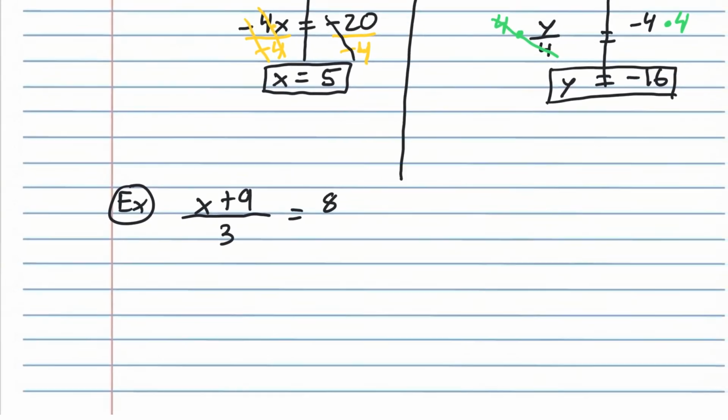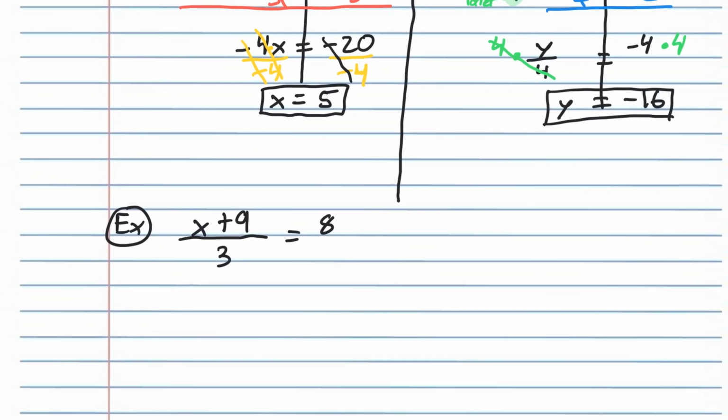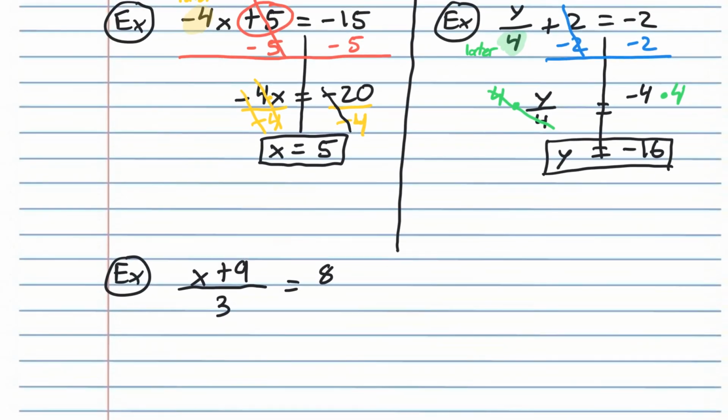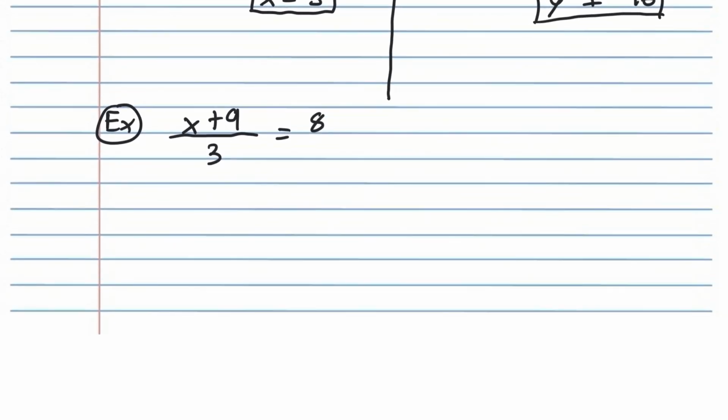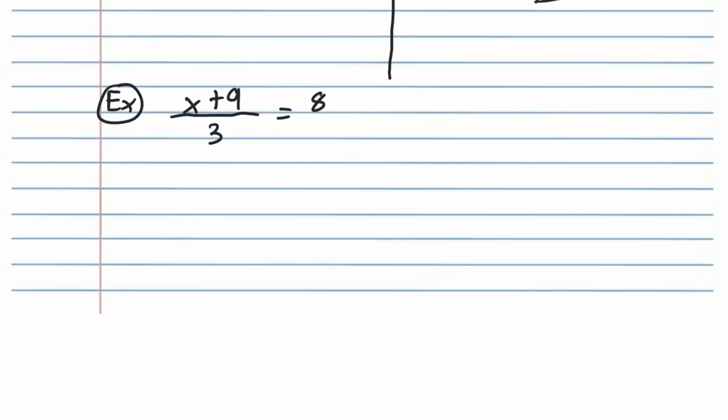If you look at the last example, notice only the y was divided by 4. Okay, it wasn't the entire side. It was just the y that was being divided by 4. In this question, the entire side is being divided by 3. So in this example, I actually have to start with that 3. I have to get rid of it.